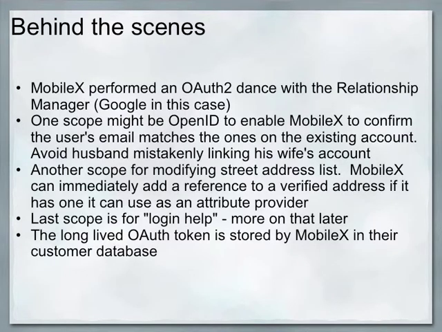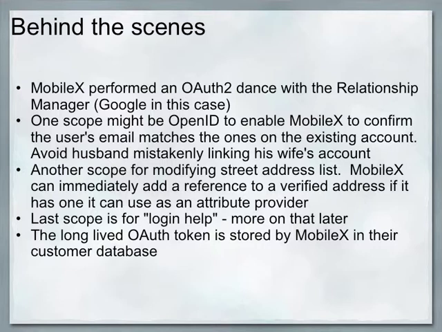Now, behind the scenes, if the user gives consent, what has happened is that Mobile X has done a traditional OAuth 2 dance with the user's relationship manager, in this case Google, and Mobile X did the OpenID part to get an email address for the user just to make sure it matches the account and the user didn't accidentally use the wrong account. Then, using all the techniques from the street identity attribute provider mechanism, it could associate a verified street address with their account.